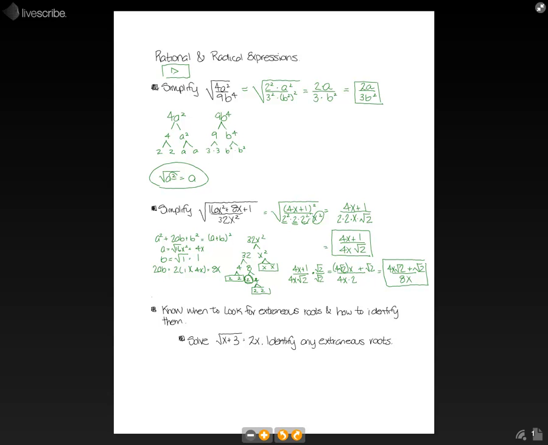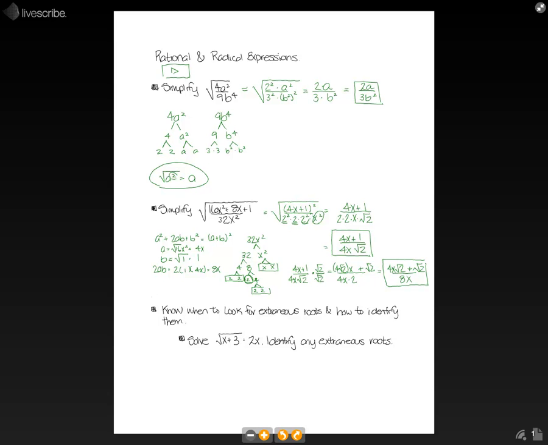Lastly, we're asked to know when to look for extraneous roots and how to identify them. And an extraneous root is a solution for a variable that, while you mathematically get it, is not a correct solution because it's a solution that we get when we lose information from squaring. So we lose information about a sign because we square it. So even though you get negative 1 or positive 1, it depends on the previous problem. So you have to just go back and check it to make sure it makes sense.